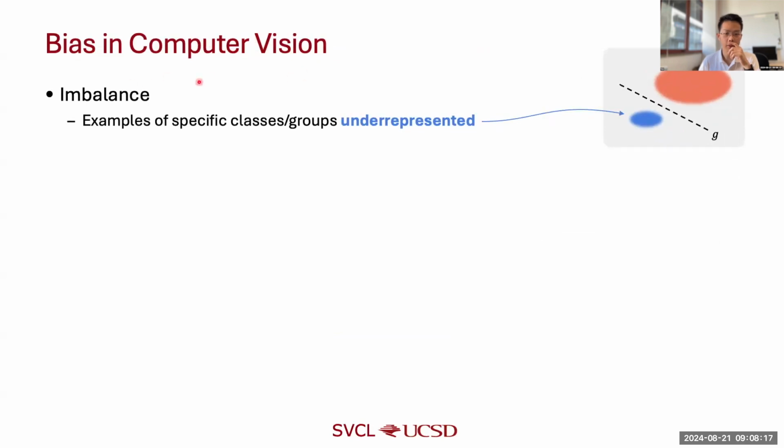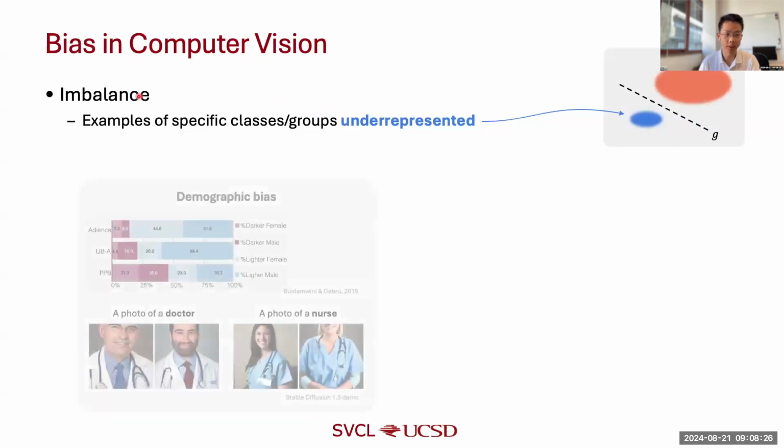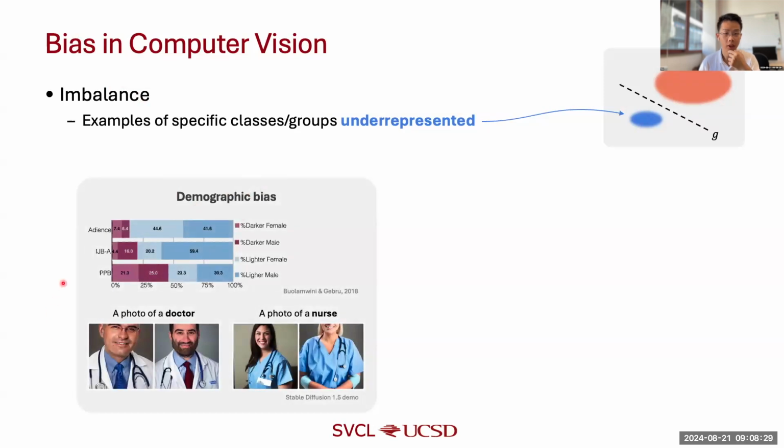People have been studying bias in computer vision systems targeting both types of dataset shifts that I described. In particular, imbalance leads to demographic bias. For example, face recognition models are found to perform poorer for darker females, who are typically underrepresented in face datasets. Also, vision language models tend to associate doctors predominantly with males and nurses with females because the opposite side is also underrepresented.